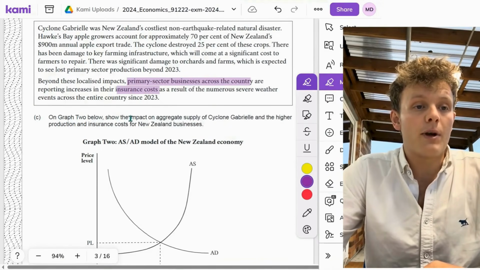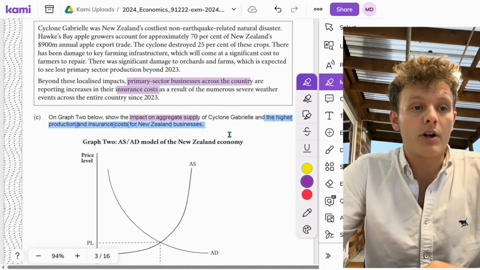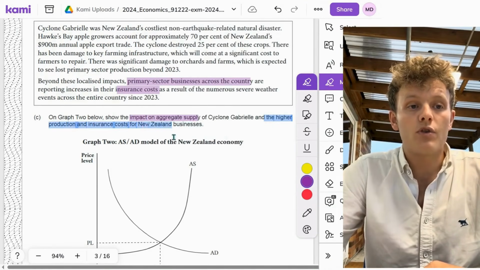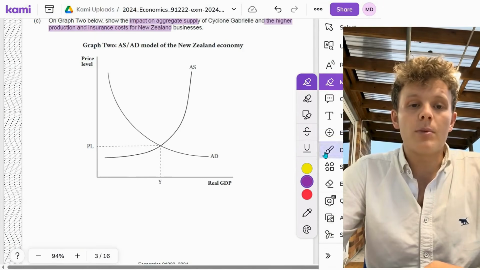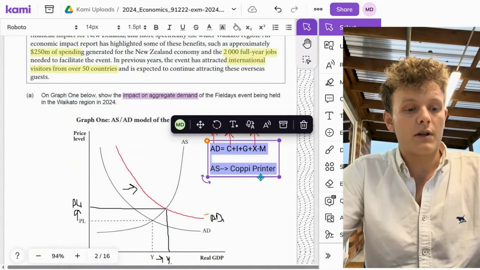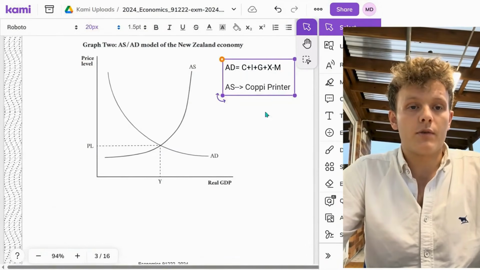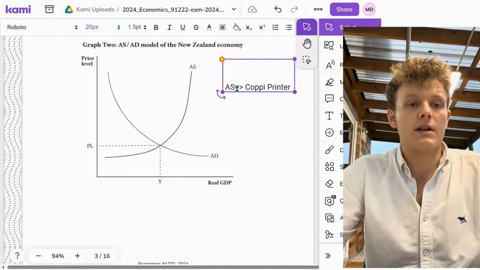On graph 1 below, show the impact on aggregate supply of the Cyclone Gabriel and the higher production insurance costs for New Zealand businesses. So if there's going to be an increase, in fact, let's scroll up and take our quote straight from here, or not, our structure, and of course we're talking about AS here, so I'm just going to delete this AD part.